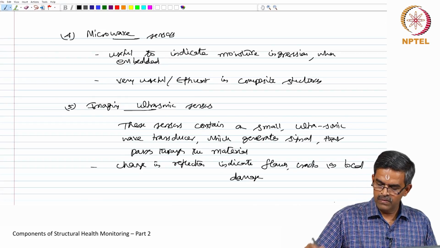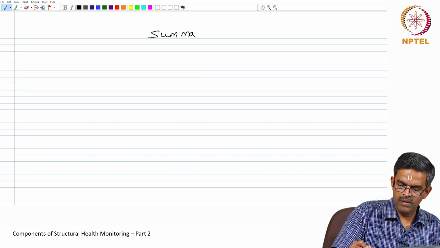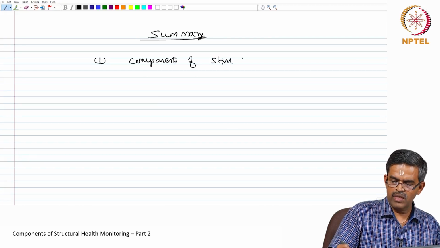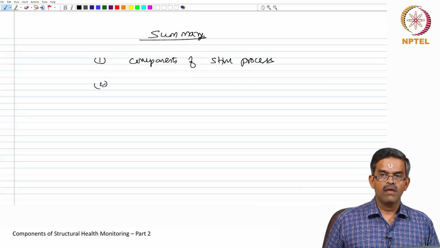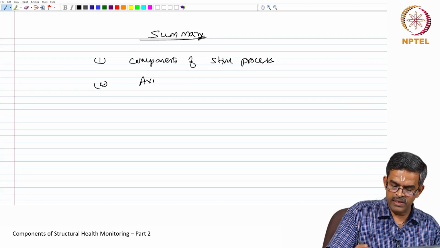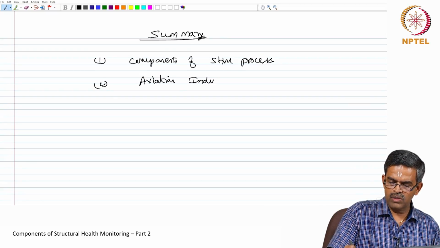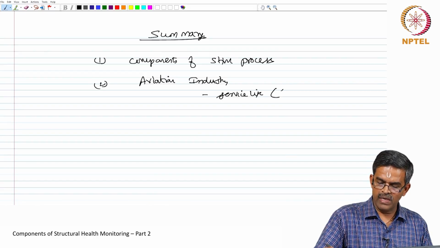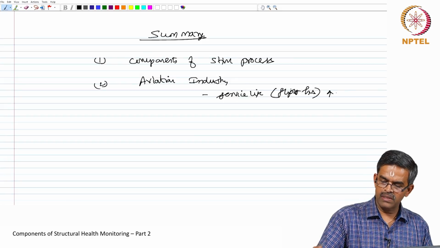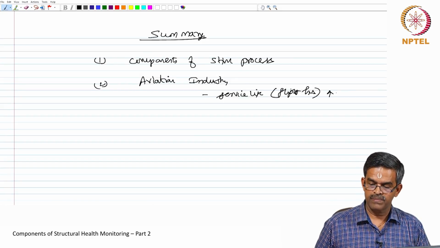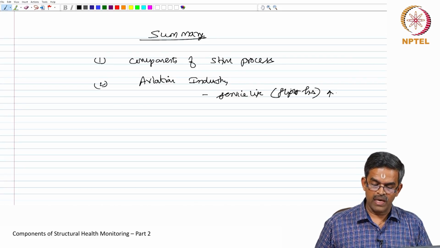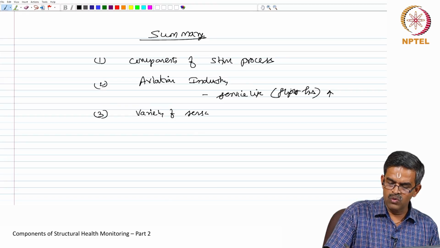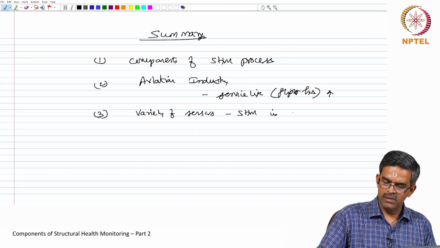So, friends, in this lecture we discussed about various components of structural health monitoring processes. We started looking into application of SHM in aviation industry. We understood that how the service life of an aircraft, what we say as flight hours, can be enhanced by continuously monitoring the strain variations on the skin membrane of the aircraft. We have been also identifying a variety of sensors that are commonly used for SHM in civil infrastructure.